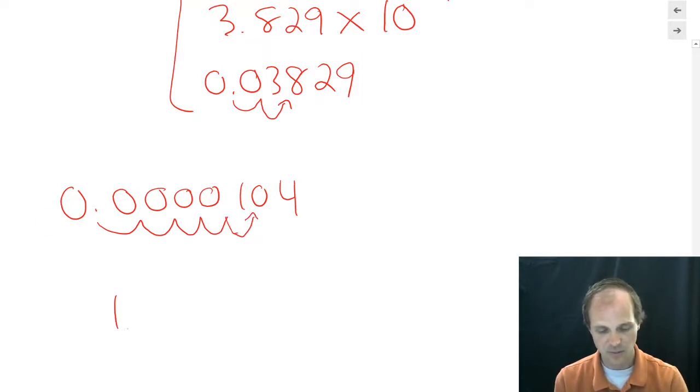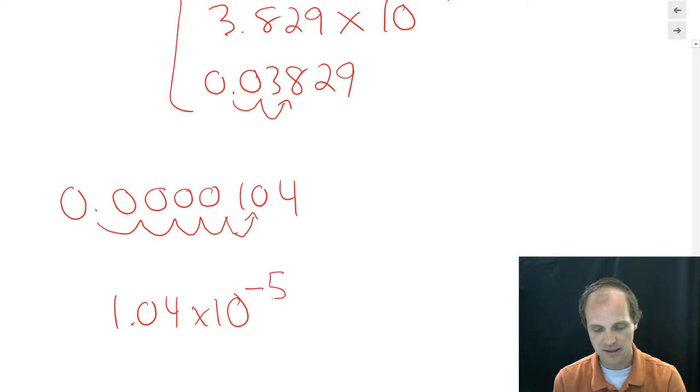So what did we do? We take 1.04 times 10, and how many times do we move it? 1, 2, 3, 4, 5, 10 to the minus 5.